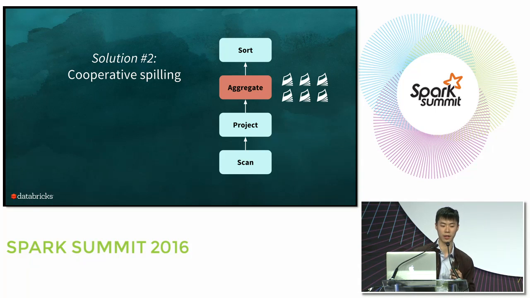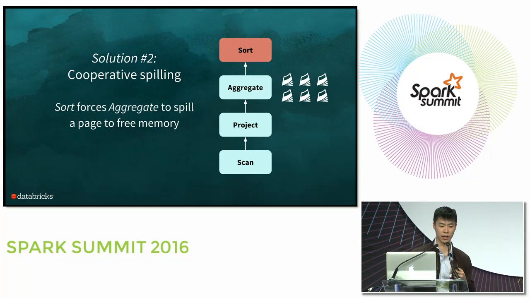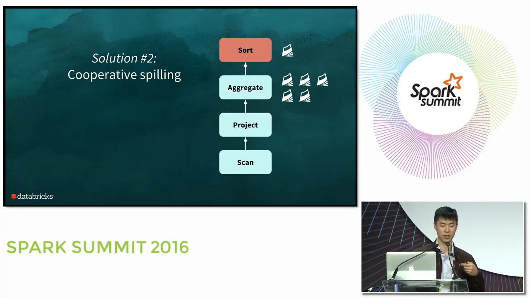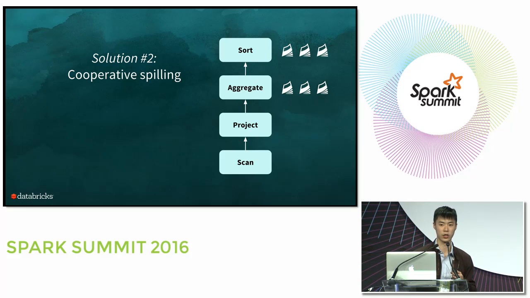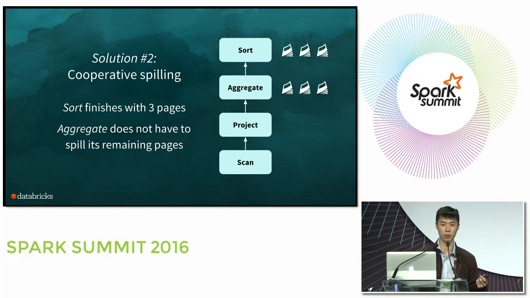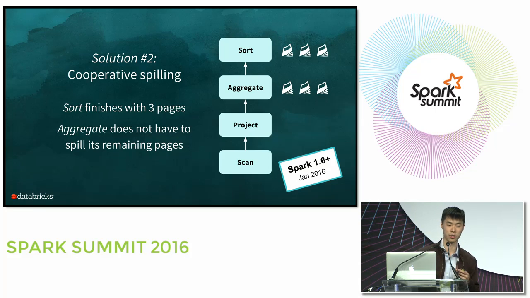So it works like the following. Suppose aggregate grabs all 6 pages, and then when it comes to sort's turn, it's going to cooperatively force aggregate to spill a page. Right? So essentially, it steals a page of memory from aggregate, and then when it determines that it needs more pages, it's going to force aggregate to spill more pages, and so on. So here, they both end up with 3 pages, so it's fairer than the one before, and aggregate doesn't have to spill its remaining pages. So this has been the solution adopted since Spark 1.6. Oh, also, I'd like to mention that I didn't just talk about the first solution to make this solution look better.